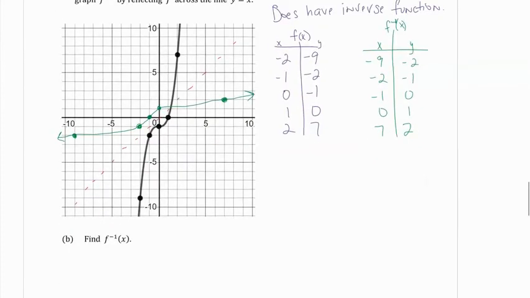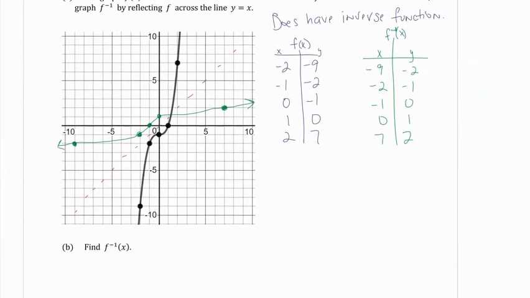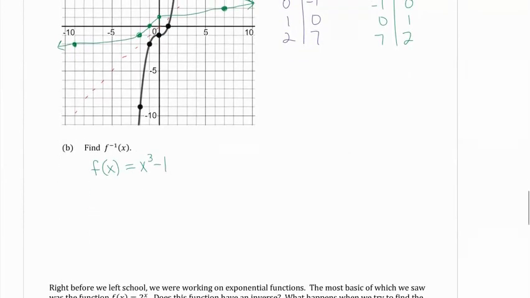Okay, and then down here, our last part, we want to actually find the equation of it. So our original function, f of x, is x cubed minus 1. We want to find our inverse, right? So I'm going to replace that with a y. Say y equals x cubed minus 1. And now to find my inverse, I will do x equals y cubed minus 1.